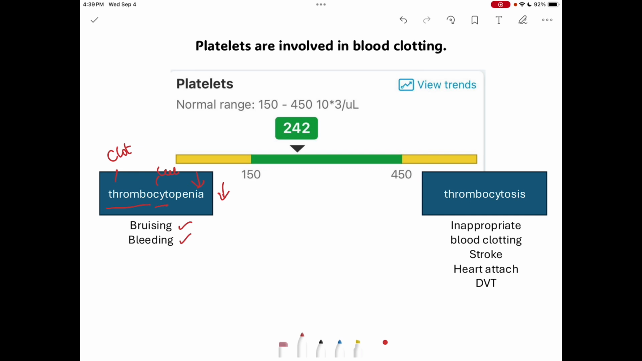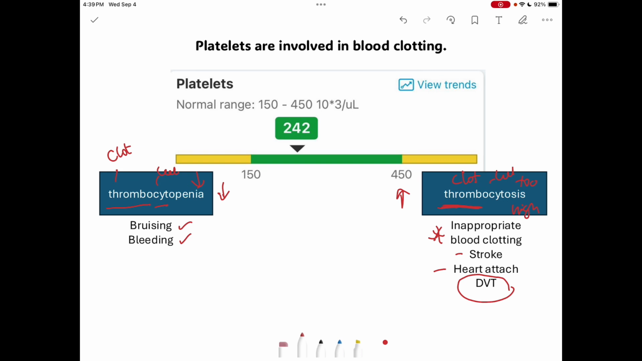extra heavy menstrual flow. If someone has too many platelets, and now we're on the high side, thrombo means clot, cyte means cell, too high. And what we don't want to happen is inappropriate blood clotting, because we know that that can lead to stroke if it's blood supply going to the brain. It could lead to heart attack if it's part of that coronary circulation going to the heart muscle, and deep vein thrombosis. So you're going to get too many thrombi or clots if platelets are too high.